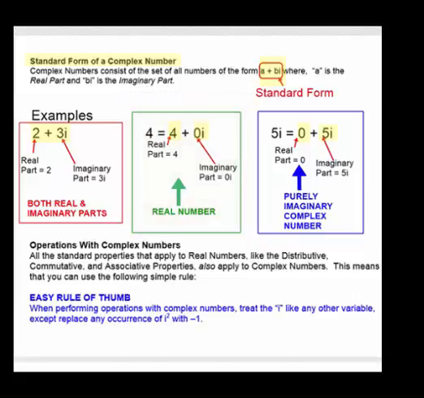All the standard properties that apply to real numbers, like the distributive, commutative, and associative properties, also apply to complex numbers. This means you can use the following simple rule. When performing operations with complex numbers, treat the i like any other variable, like an x, for example, except replace any i squared with -1. And we'll go through a few examples on the next page.